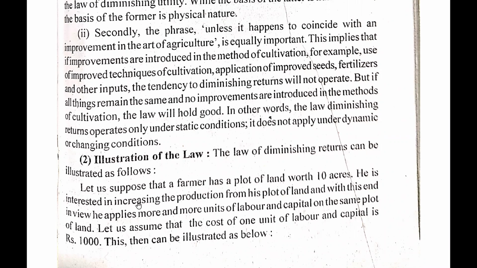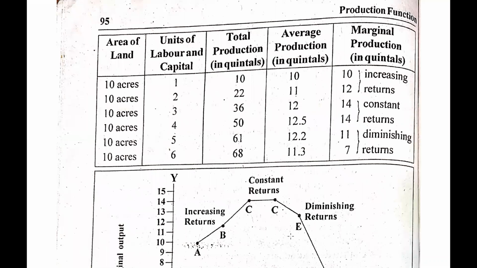He is interested in increasing the production from his plot of land, and with this end in view, he applies more and more units of labor and capital on the same plot of land. Let us assume that the cost of one unit of labor and capital is rupees 1000. This then can be illustrated below. So guys, we need to focus on this example to understand this concept very clearly.